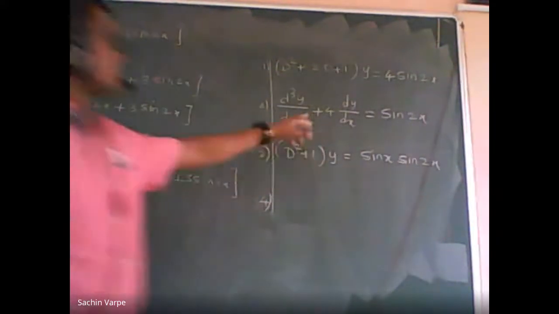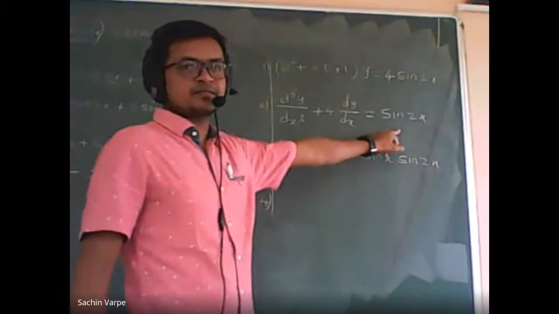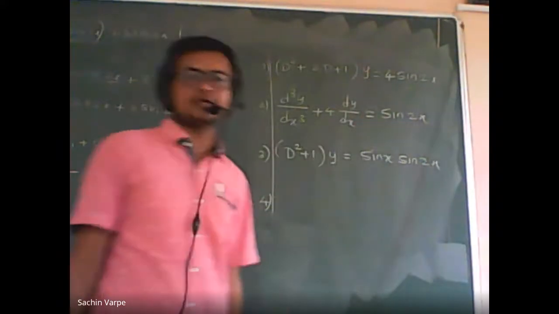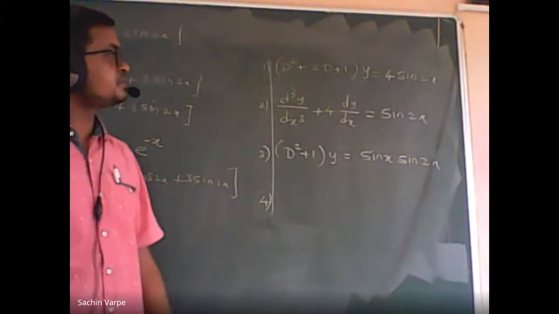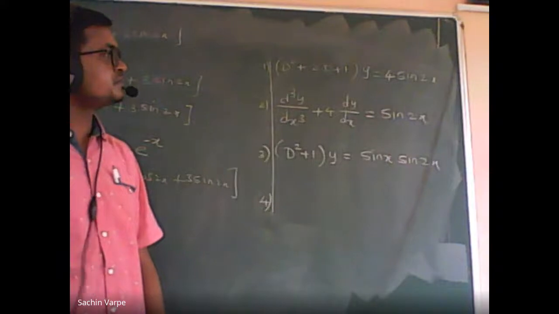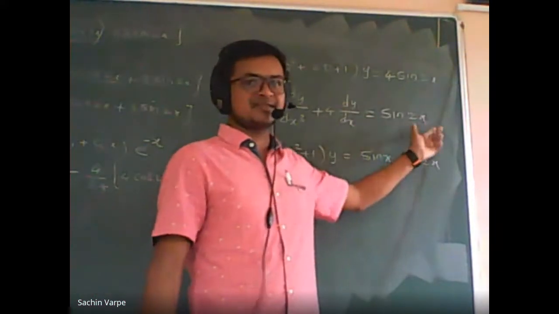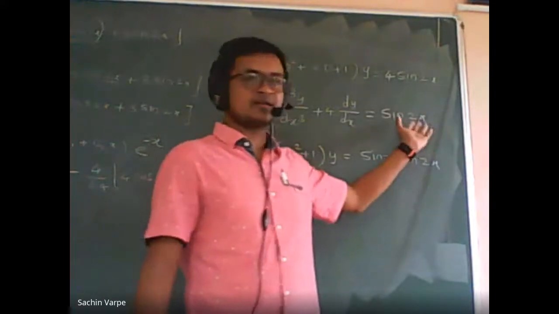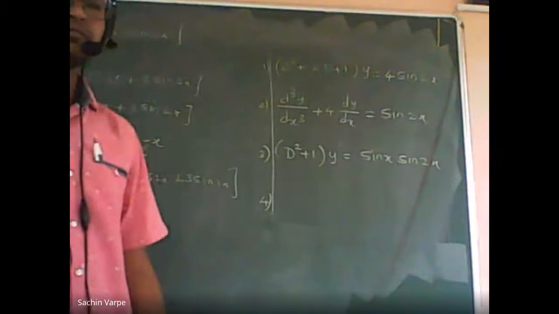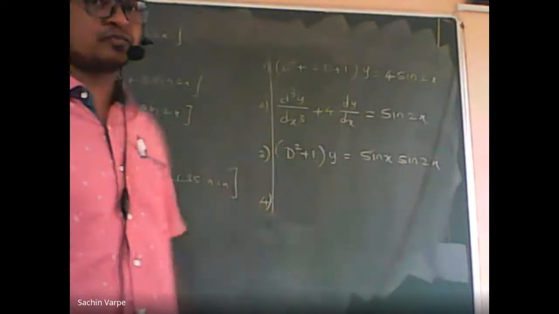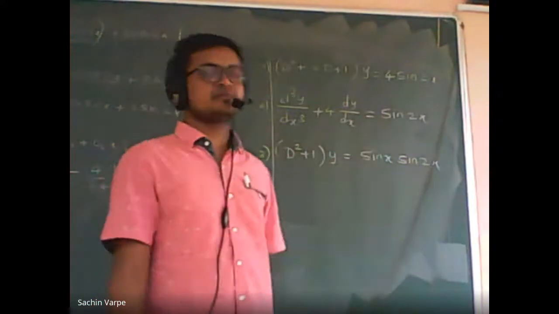It is d cube y by dx cube plus 4 dy by dx is equal to sine of 2x. So coincidentally, it is sine of 2x, but that is again not always, remember. It can be sine 3x, sine 4x, whatever. And that is not my favorite also. Just randomly I have taken the example.